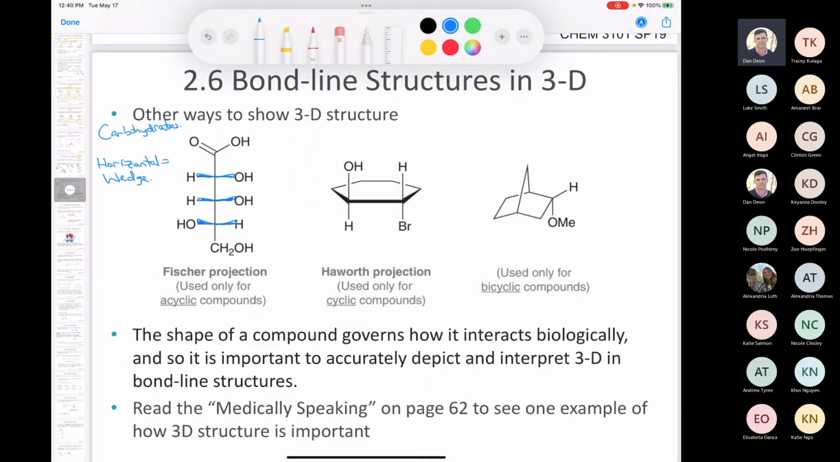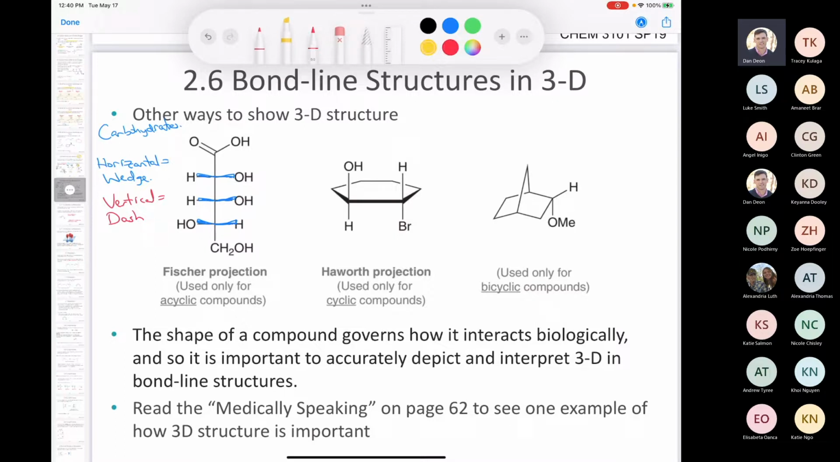This would be coming towards you. And anything that's vertical, so vertical is a dash. So that means anything that's vertical is going backwards. Another one is a Haworth projection, depending on your pronunciation. And that one's only used for cyclic compounds.